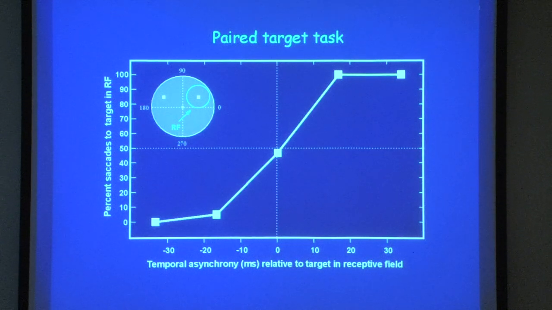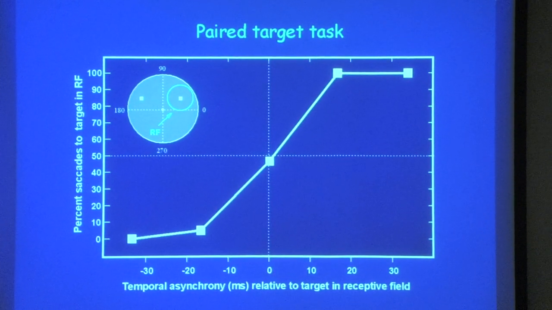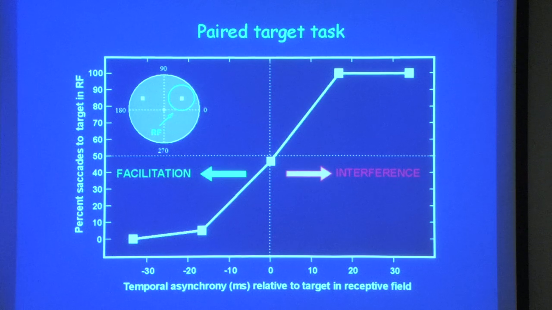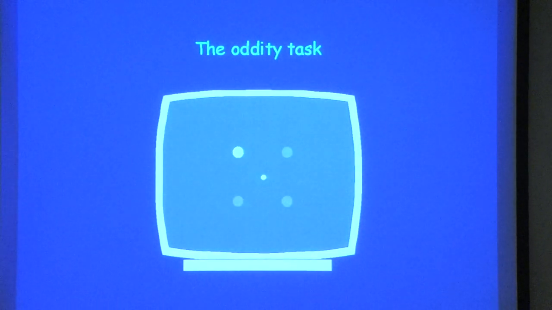So here is an example of the paired target task. What we do here, again, is vary the temporal asynchrony between the two targets, just like what I showed with electrical stimulation. And this is the monkey's normal behavior. When the two targets are simultaneous, the monkey chooses each randomly. Now, to remind you, if the curve goes this way, it's facilitation. If the curve goes that way, we get interference. Let me also tell you about the oddity task, just to make sure that you have it. That's the oddity task.